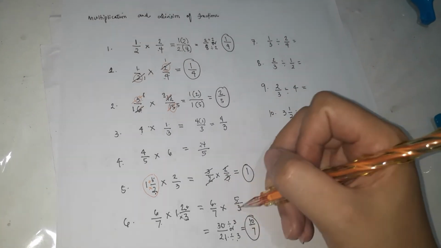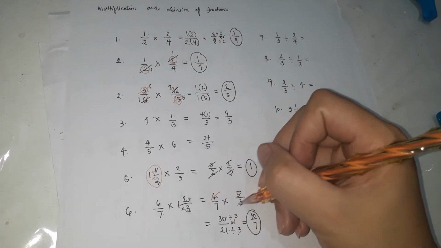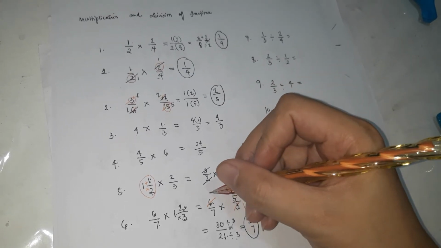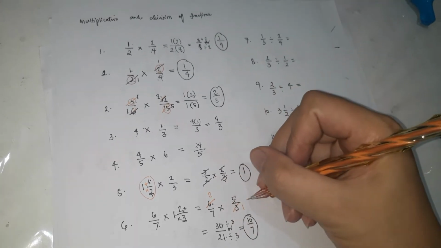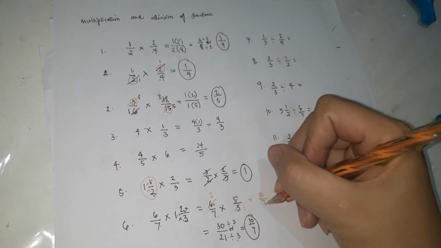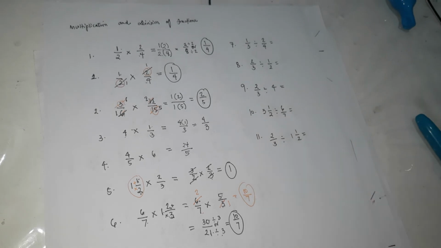However, dito rin sa taas, pwede mo rin siyang i-cancel. So, instead dito, magiging 1 na siya. Ito magiging 2. Very good. 2 times 5, 10 over 7 times 1, 7. So, they have the same answer.